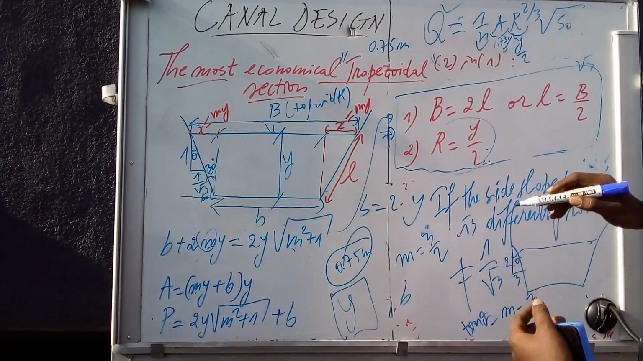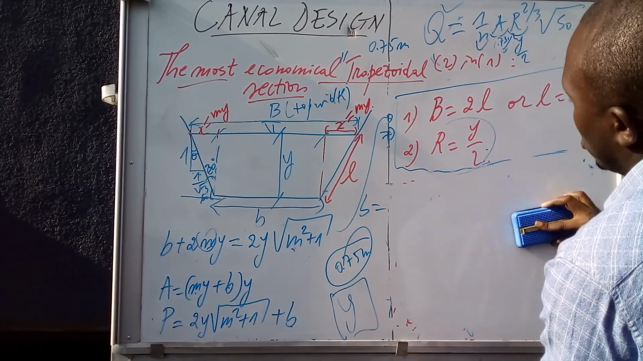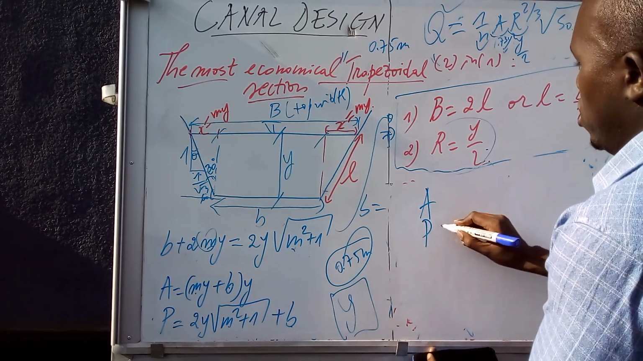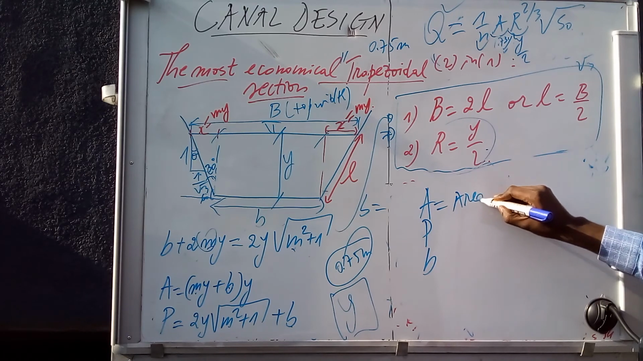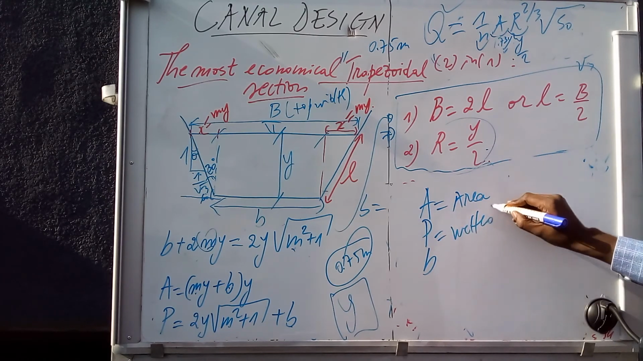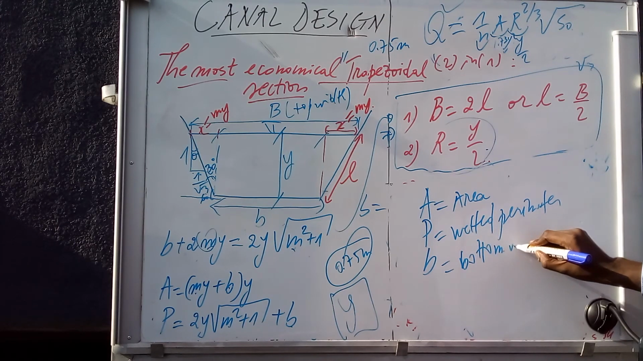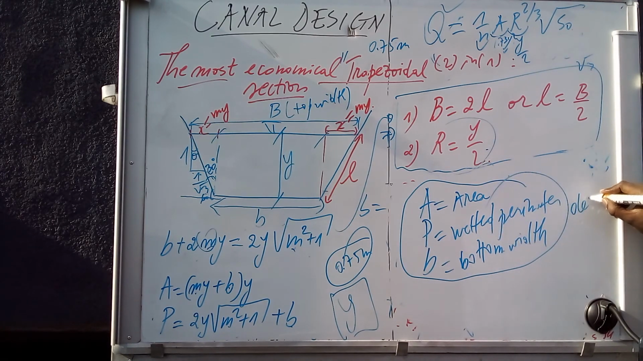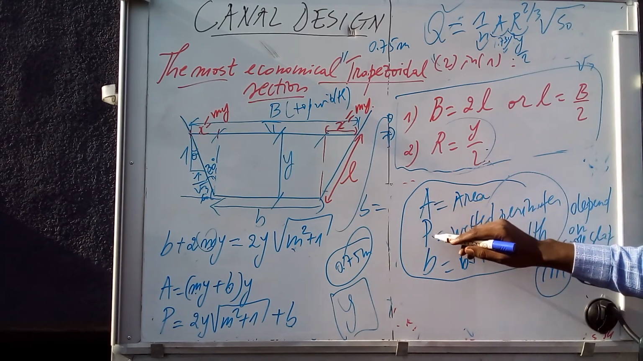But for the values, the area, P, the B, and so on, all these, the cross-section area, the wetted perimeter, and the bottom width, all these things depend on the side slope m. So if m changes, the expression for these also changes.